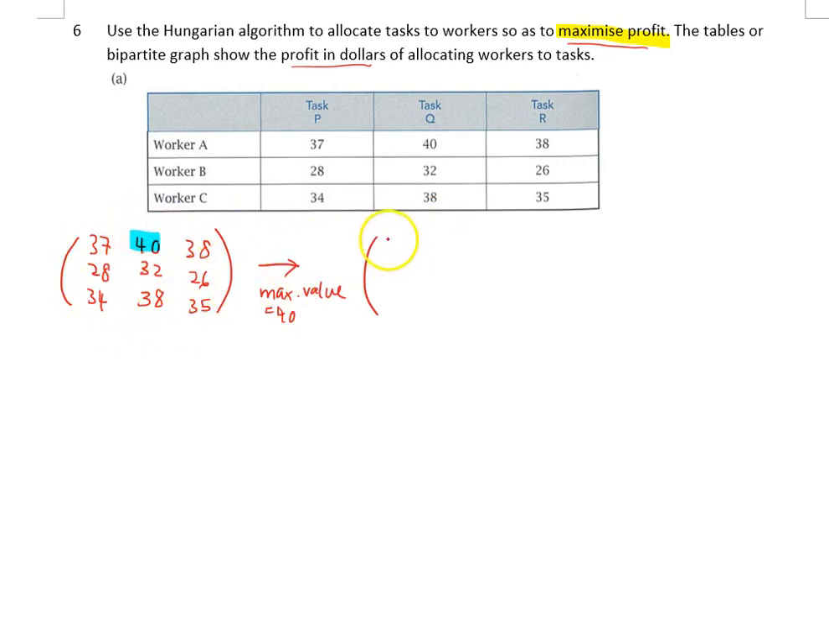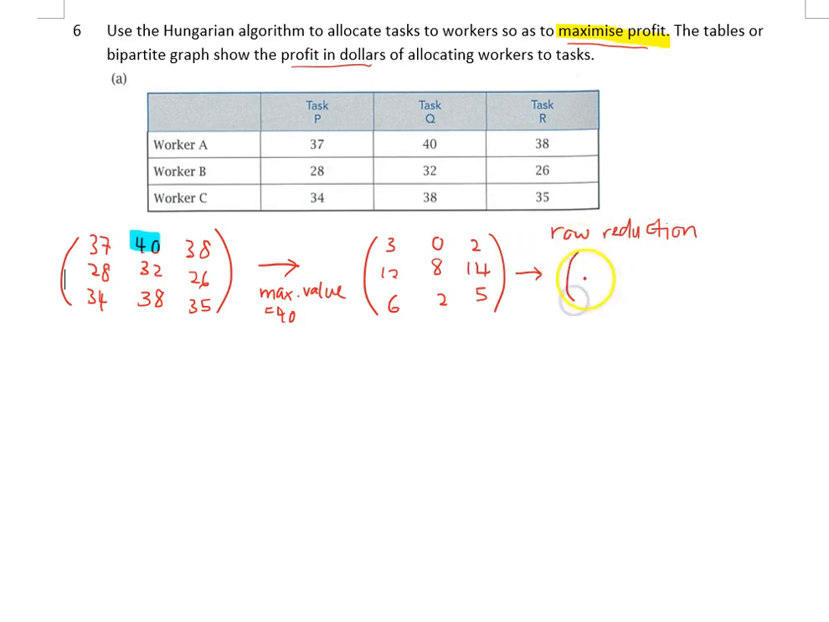So 40 minus 37 is left 3. 40 minus 28, 12, and 6, 0, 8, 2, 2, 14, and 5. So this is the first step when we are asked to maximize the profit, different from when you do the minimize questions. Only after that you continue with the row reduction.